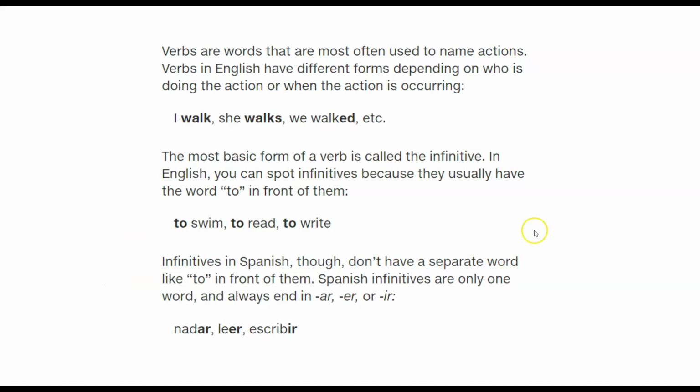Infinitives in Spanish, though, don't have a separate word like to in front of them. Spanish infinitives are only one word and they always end in AR, ER, or IR. Nadar, to swim. Leer, to read. Escribir, to write. So let's break into that further, what Spanish infinitives are.